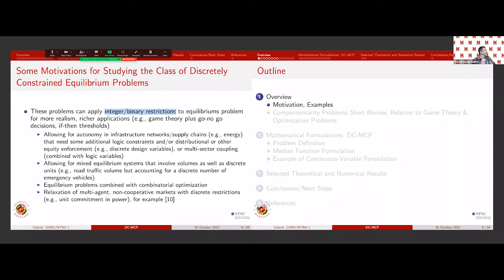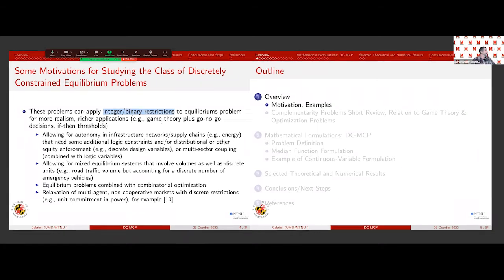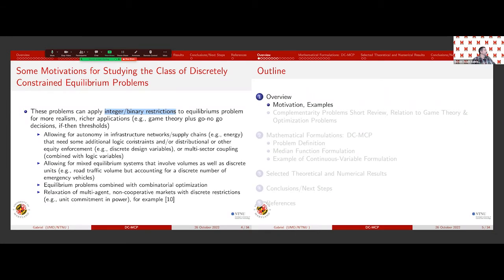But maybe there's a way to guide things in a way that's a little bit better in an equity sense or other logic senses. And that's where this work fits in. So it's basically allowing for autonomy in these infrastructure networks or supply chains, energy, transportation, but throwing on top of that some logic constraints or distributional constraints or design variables, or for example, multi-sector coupling in power and gas and heating. You might have some connections between these sectors, and then you have some constraints related to the logic of how they have to fit together.